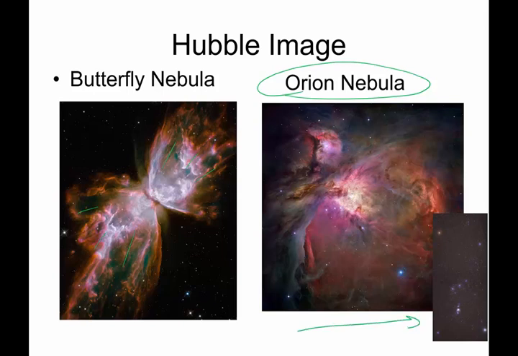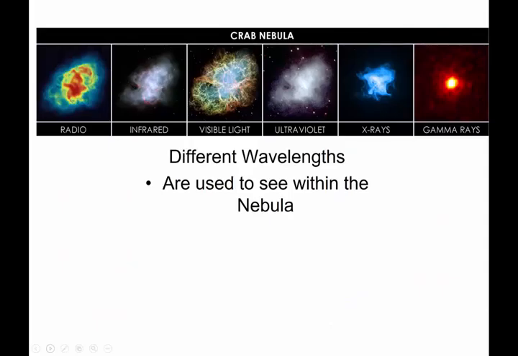On the constellation Orion, we have the 1, 2, 3, 4 basic stars of Orion. We have his belt, and then down on his sword there is this fuzzy pink thing right there, and that fuzzy pink thing is the Orion Nebula.